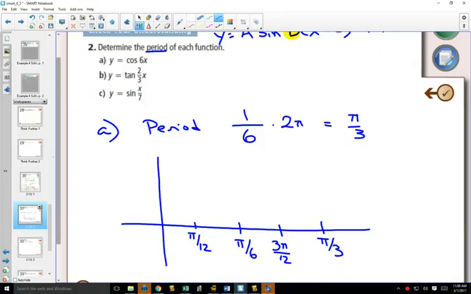Notice that each of these functions has a 1 in front of it. That 1 means that the amplitude for the cos is still 1, so it's still going to go up to positive 1 and down to negative 1.